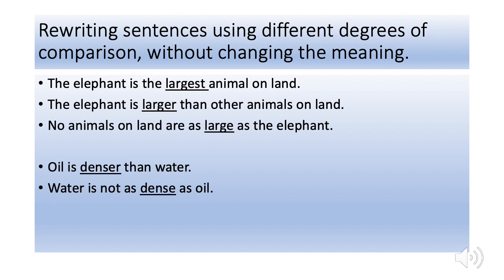Look at another set. Here you have only two things that are being compared to each other, oil and water. So you can only write it in either the positive degree or the comparative degree. You cannot bring in the superlative degree here for the simple reason that there are only two things being compared here. So oil is denser than water. Denser is the adjective, and when it is rewritten using the positive degree, you can say oil is not as dense as water. Water is not as dense as oil.